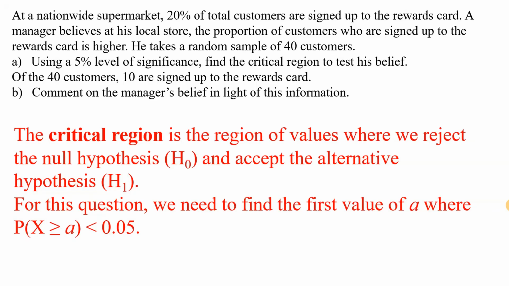the alternative hypothesis. Now, this example is a bit different from the previous one because in the previous example it was believed the probability has gone down. In this example it's believed the probability has gone up, okay? So for this question we need to find the first value of A where the probability that x is bigger than or equal to A is less than 0.05. In the last example, because it was believed the probability has gone down, we were trying to find the probability that x is less than or equal to A. But in this example here, because we believe the probability has gone up, we need to find the probability that x is bigger than or equal to A.